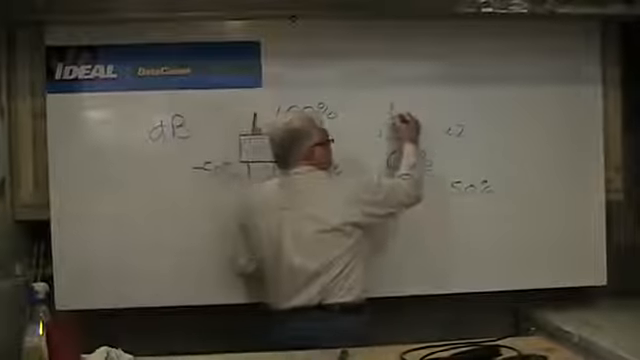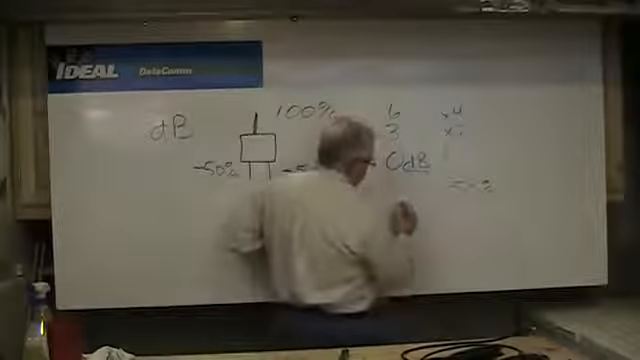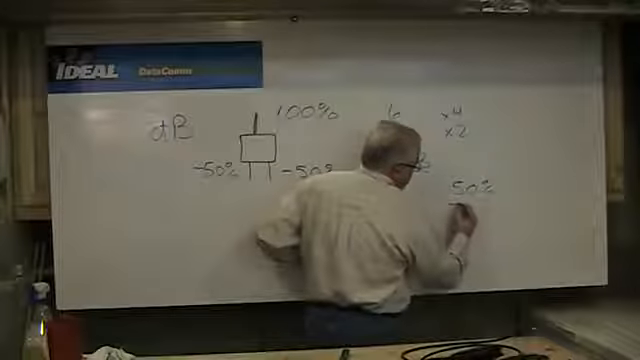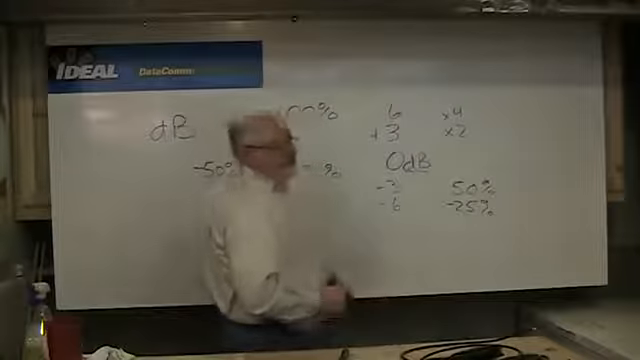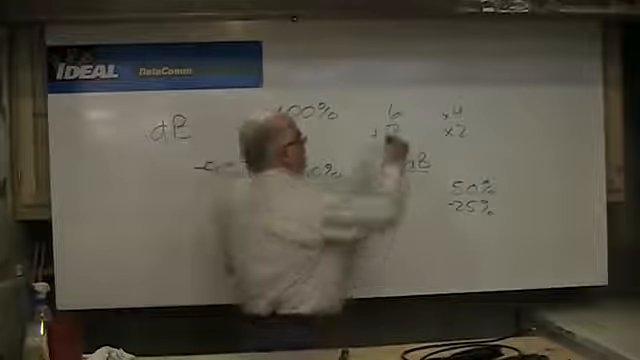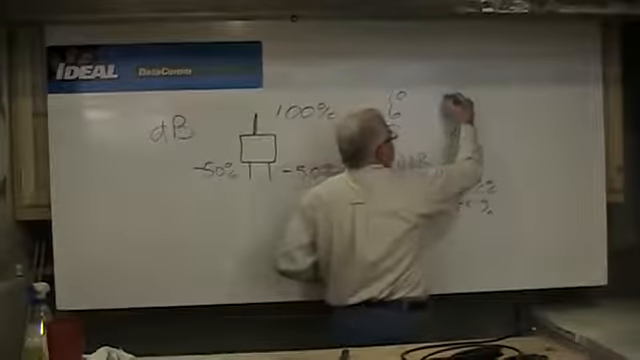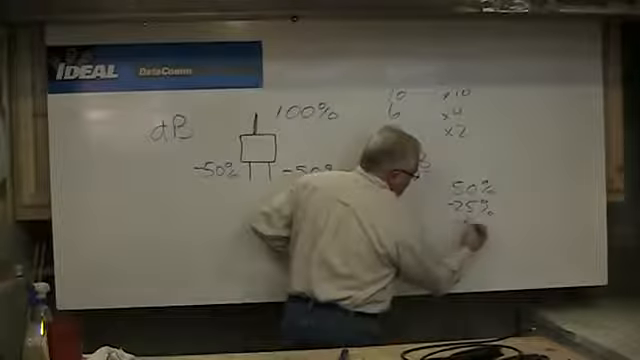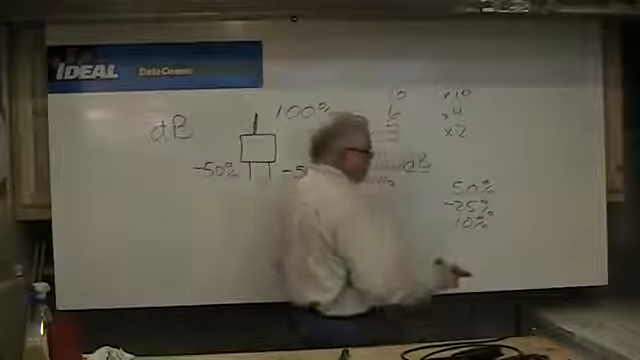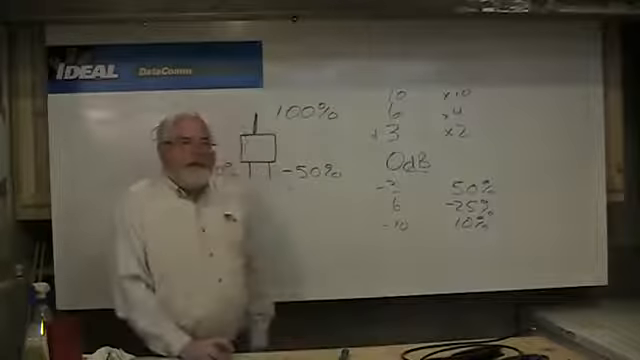6 dBs means that you're 4 times hotter, and a 6 dB drop, that means that you've only got 25% left over. So you've lost 75% of the signal. And 10 dBs means that we are 10 times hotter, and a 10 dB drop means that 90% is gone, or you have 10% of it left. So that's kind of what the dB numbers mean to us.